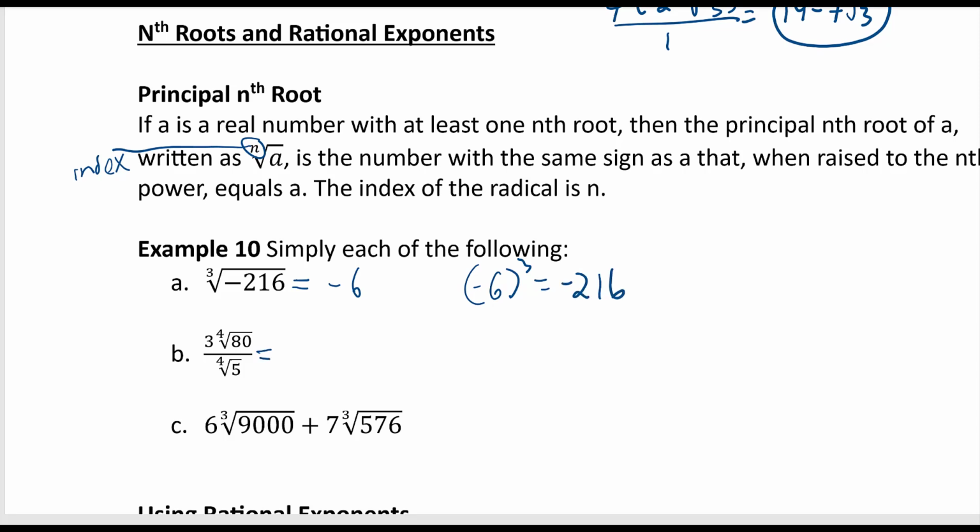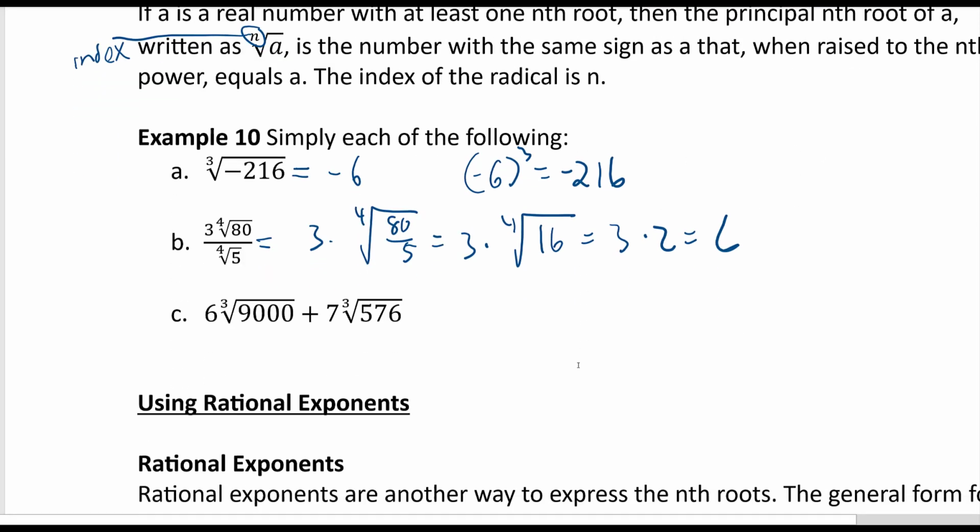Okay, for this next one we have 3 times the 4th root of 80 over the 4th root of 5. So I'm going to treat that as 3 times the 4th root of 80 over 5. So it's 3 times the 4th root of 16. So 3 times 2, which is 6.